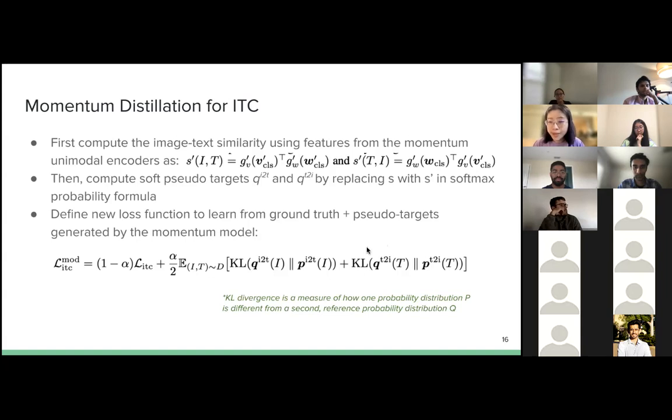So to give you a quick recap, KL divergence is a measure of how one probability distribution is different from a second reference probability distribution. So the idea is that we want our model to not only match the ground truth labels, but also match the pseudo targets that are deemed as likely by the momentum model as well.